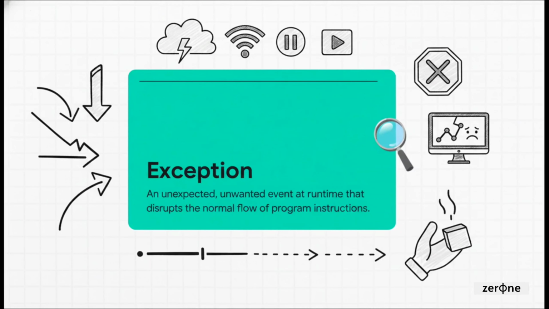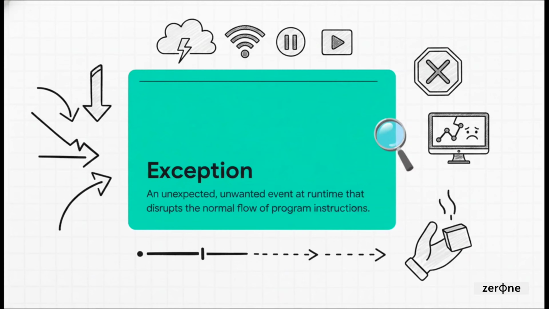So, to write flawless Java applications, we first have to understand what exactly goes wrong when our code suddenly just stops. What exactly is an exception? Well, by definition, an exception is an unexpected, unwanted, or abnormal event that happens at runtime, and it completely disrupts the normal flow of your program's instructions. Think of it kind of like when you're watching a really good video online and suddenly your Wi-Fi just drops. Did you want that to happen? No. Did you expect it? Definitely not, but it completely halts your normal viewing experience.